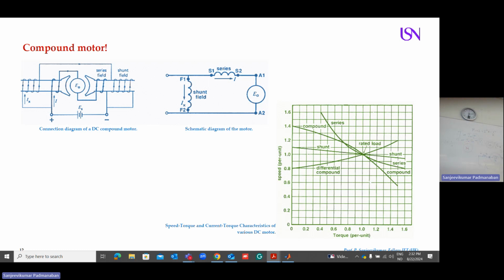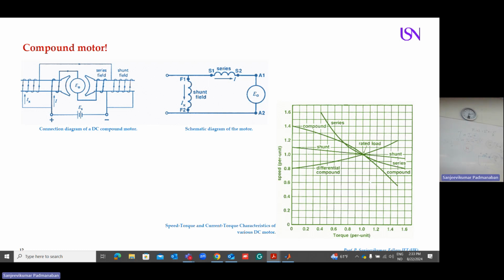So long shunt and short shunt, what is the meaning? It is how you connect your rotating armature winding, in short or long, to the field winding. Based on this classification, we have two types: differentially compound and cumulatively compound. What is the meaning? In differentially compound, the flux will come down. In cumulatively compound, you increase the flux. So you have different characteristics.